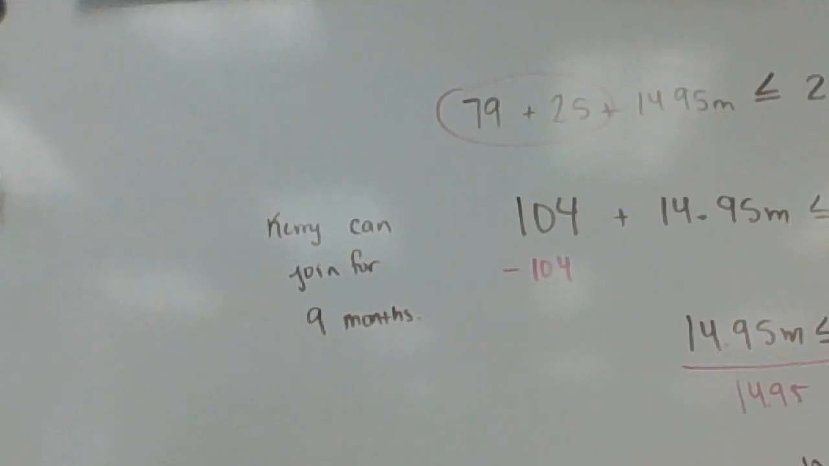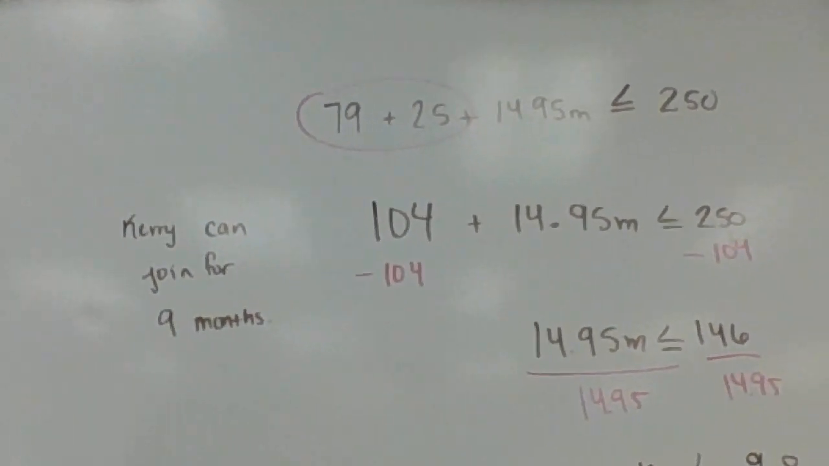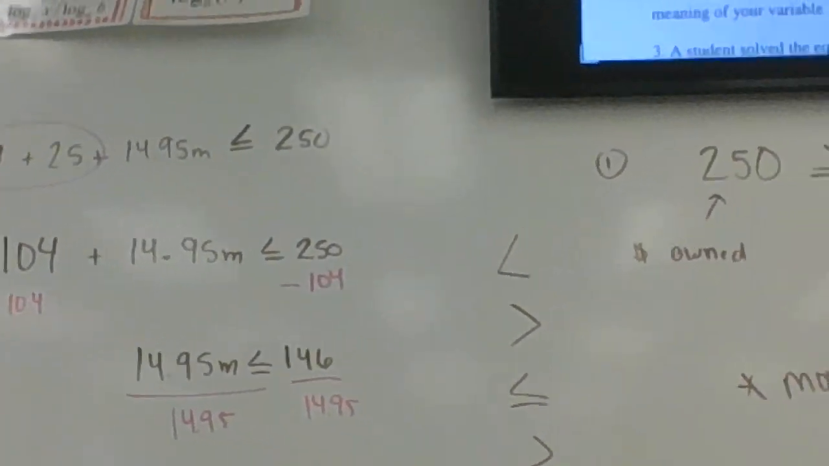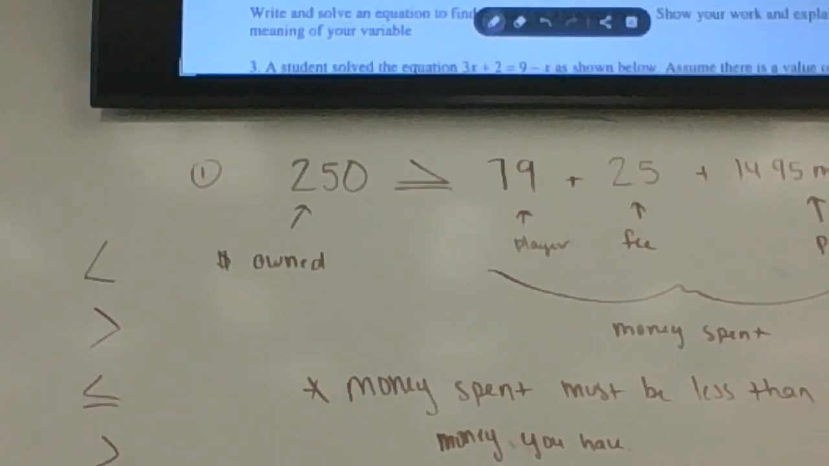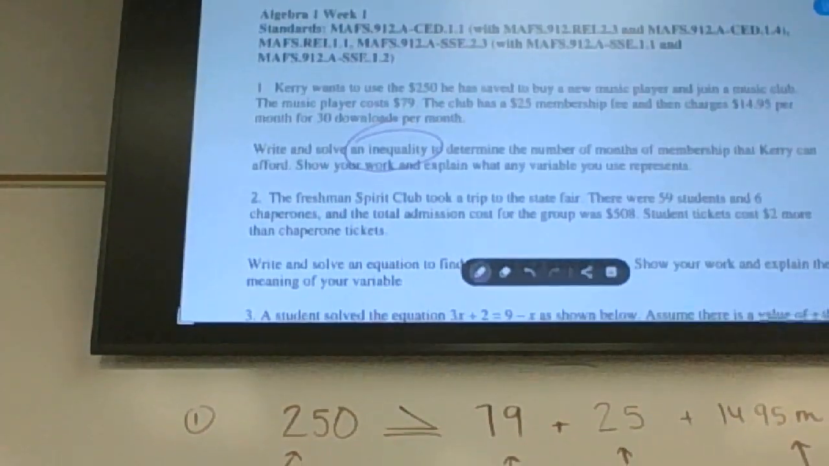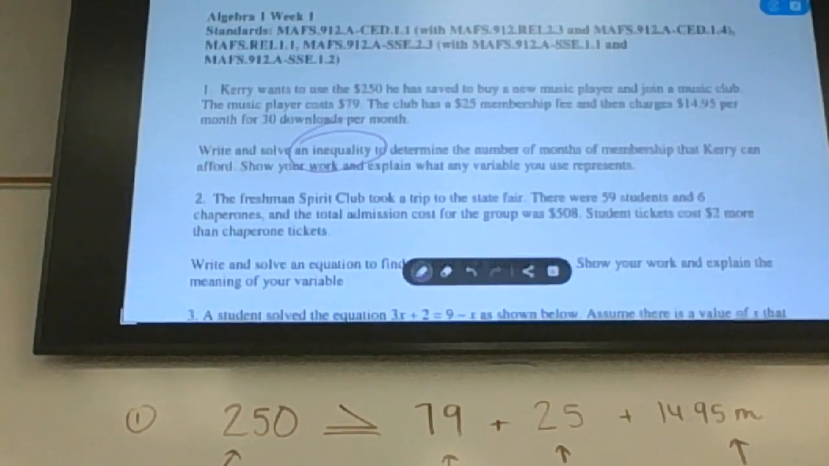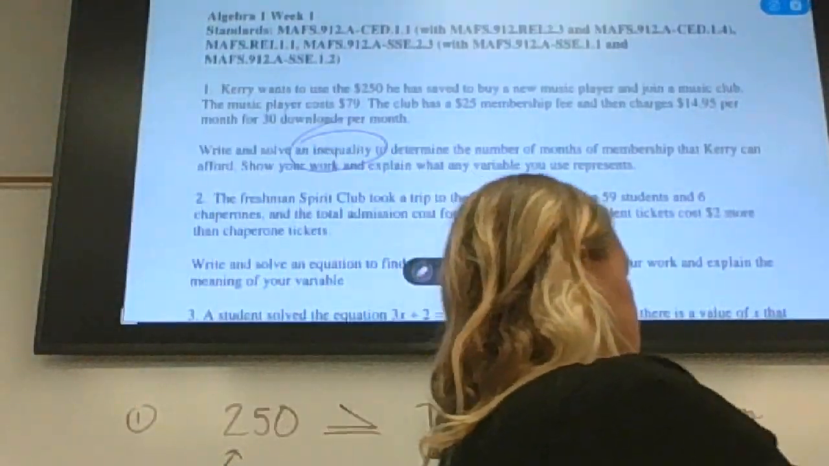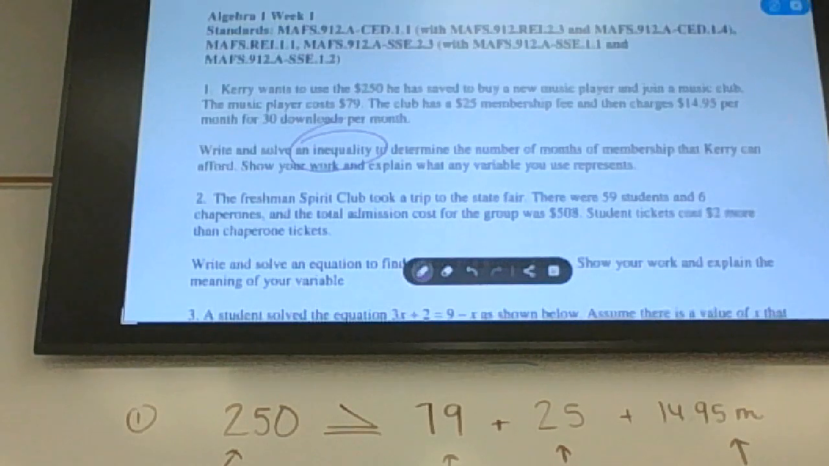All right. The freshman spirit club took a trip to the state fair. There were 59 students and 6 chaperones. Gosh, so many questions like that. And the total admission cost for the group was $508. Student tickets cost 2 more than chaperone tickets. Write and solve an equation to find the cost of student tickets.